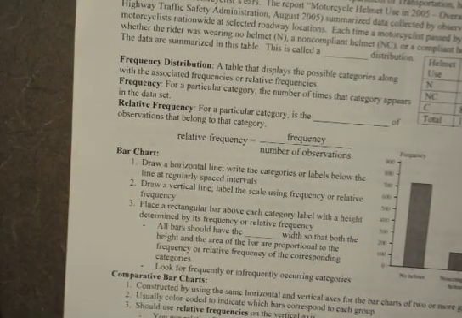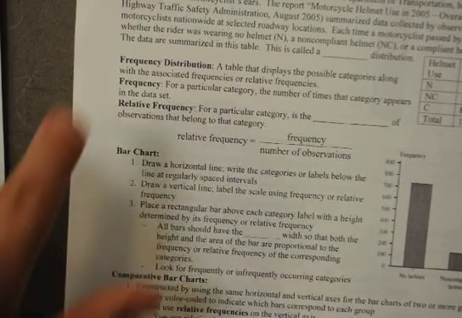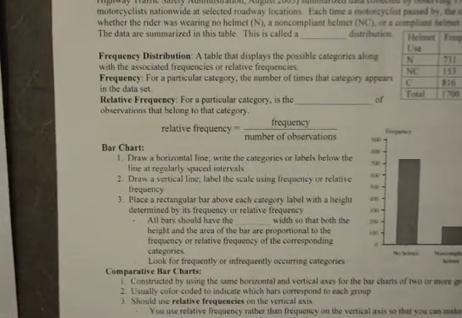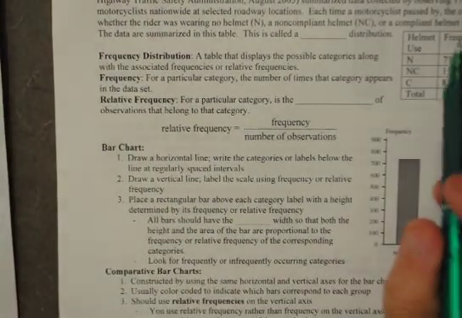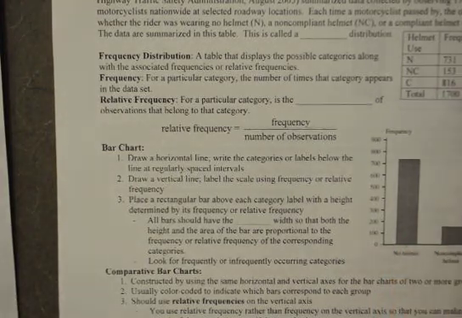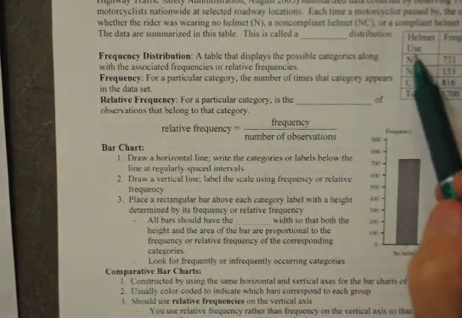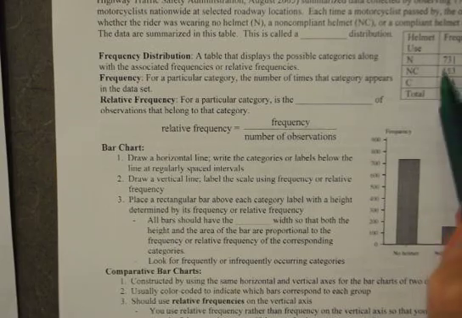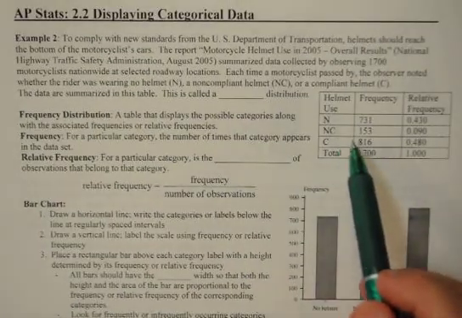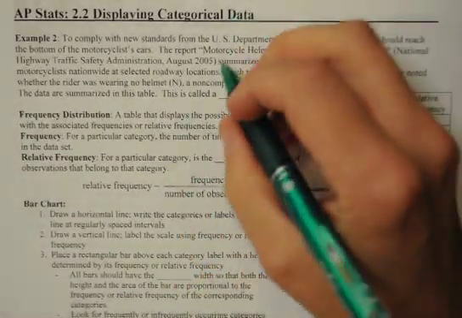Displaying categorical data. Take a minute, pause the video, read example 2. I'm not going to read that to you right now, so pause. Okay, we got different types of helmets. We got the number of times each helmet is represented. This is a frequency. This is called a frequency distribution.